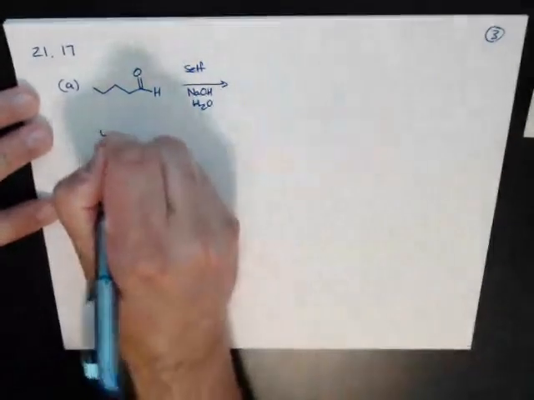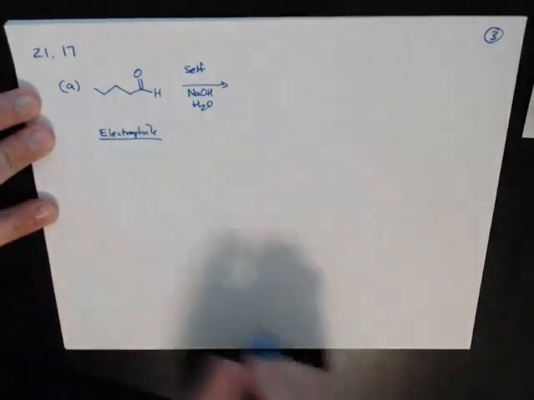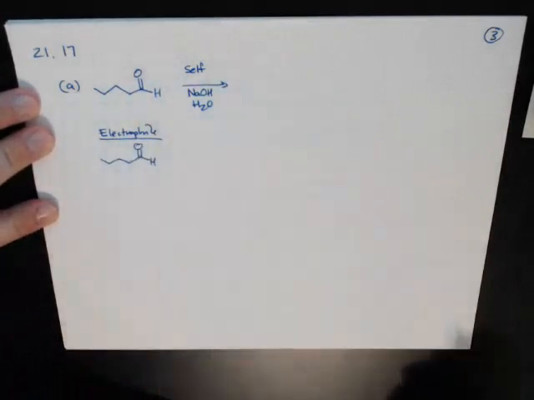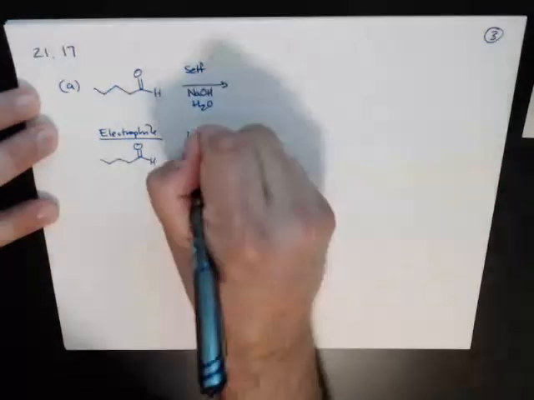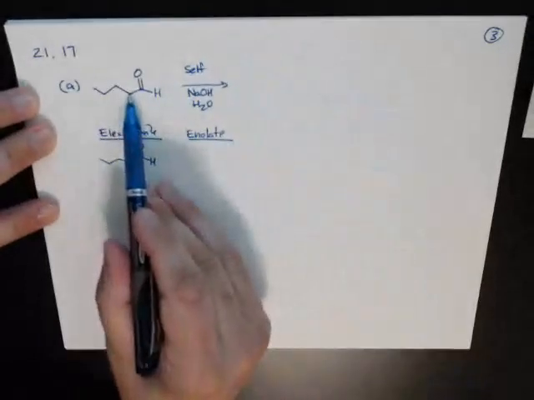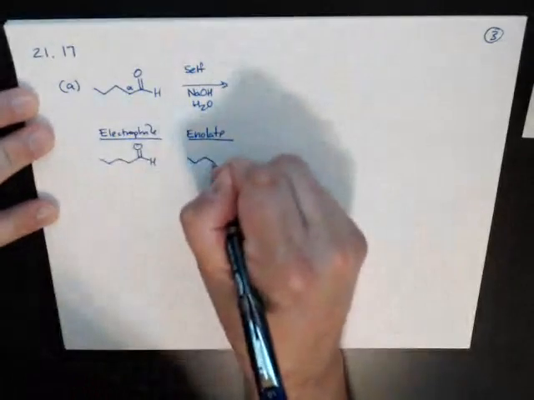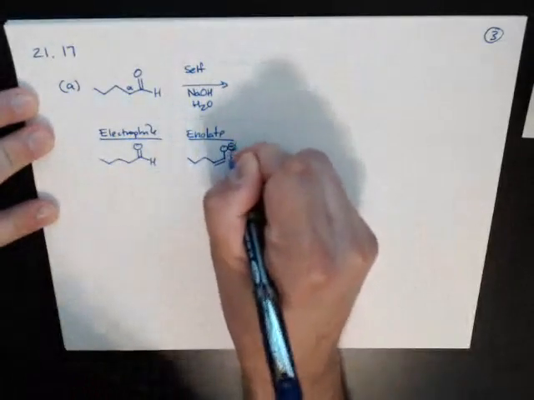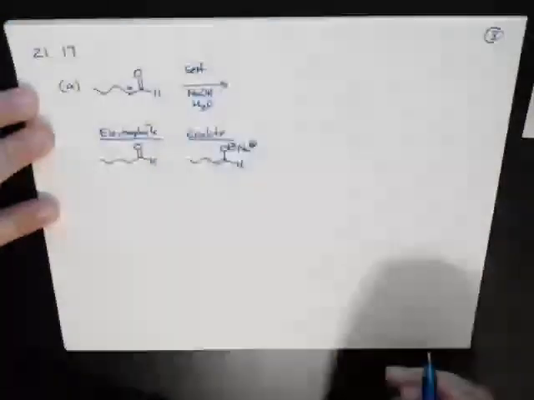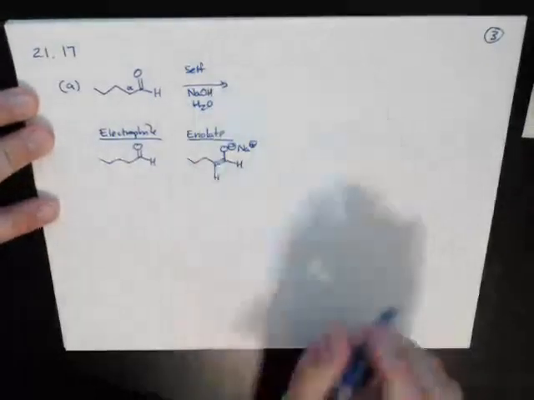So just down here, I'm going to write electrophile. The electrophile is just simply the compound itself. And then the enolate, we're enolizing the alpha carbon. So sodium enolate. So let me just put this H in there so you see it.